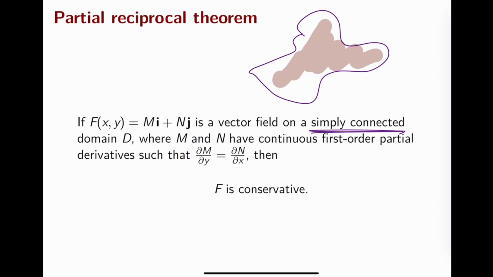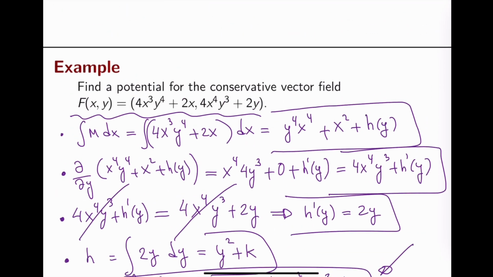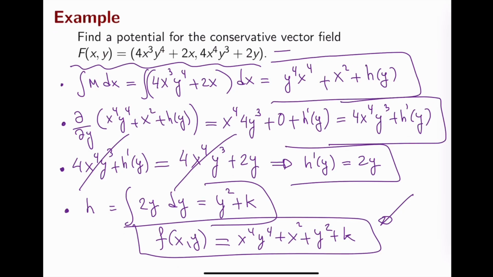So in the case of simply connected domains, we have an if and only if theorem. The vector field is conservative if and only if these cross derivatives are the same. So we can easily check that in this case, that's what happens. We do these cross derivatives, and they are both the same.